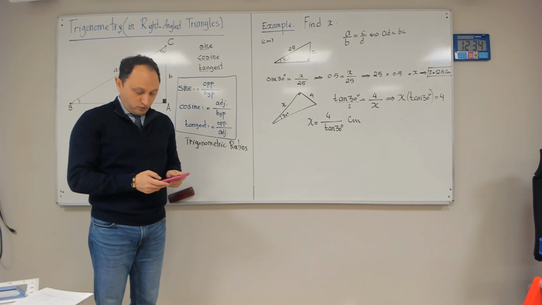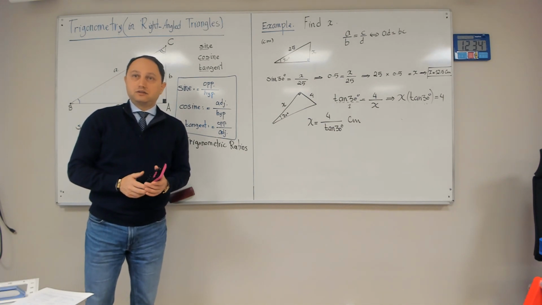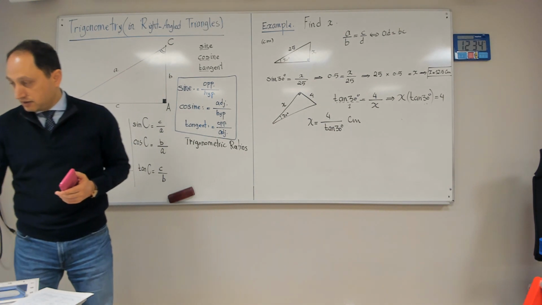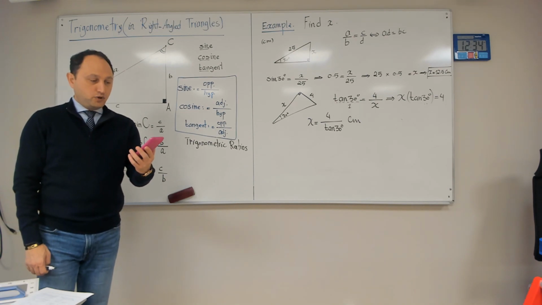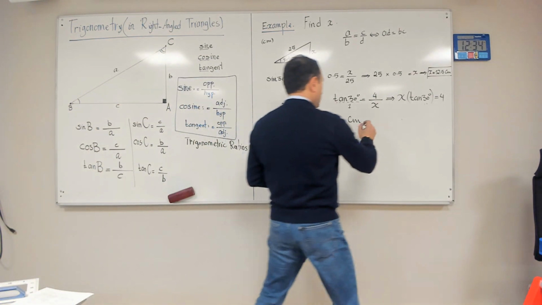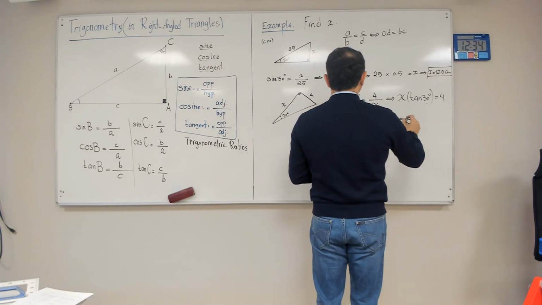So I get 4 divided by tangent of 30 degrees equals. So what is your answer? Did you get something? Yes? 6.9, yes. So the answer is yes. X is equal to 6.9.